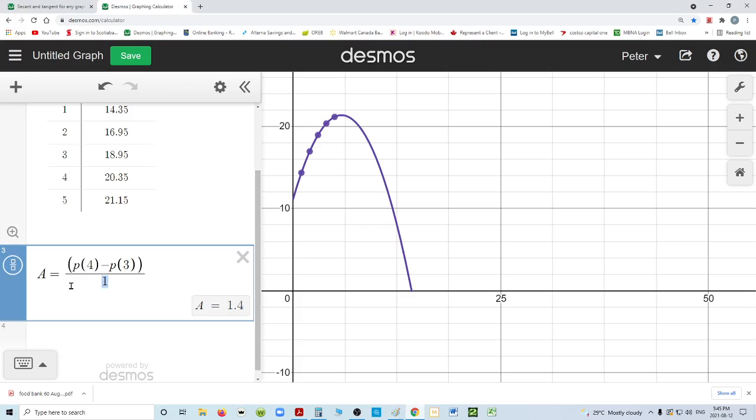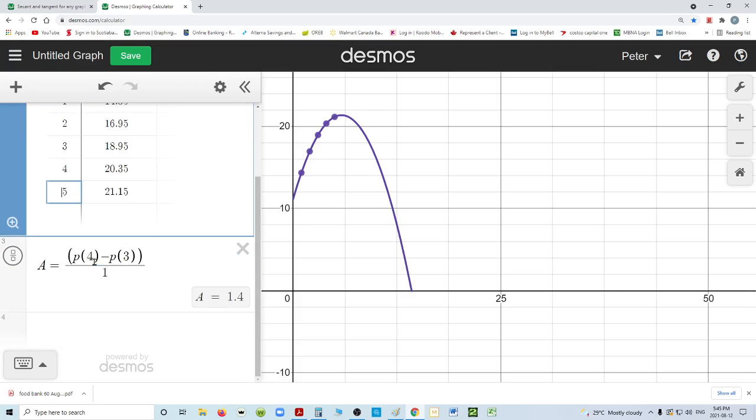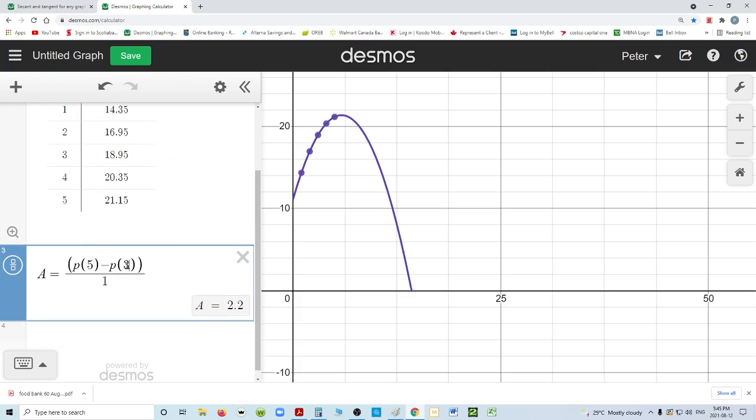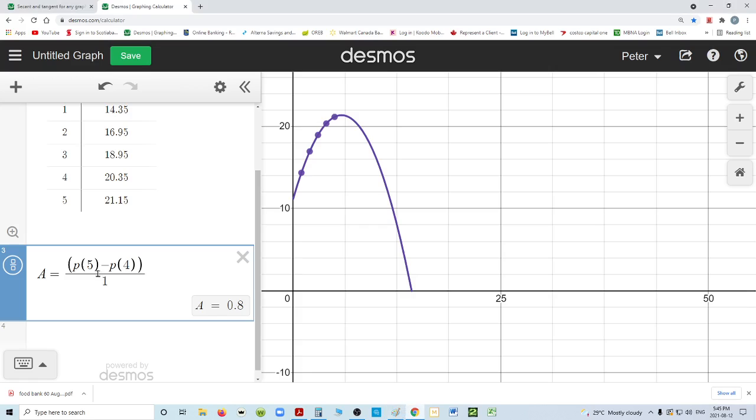1.4. And notice that the delta x is 1 over, and that's because we're going just up one at a time on our x values. And then finally, P of 5 minus P of 4 is 0.8, 80 cents, just as predicted right there, 80 cents per shirt. Now I'm going to go past the vertex on purpose. Oh, look, we're getting close to the vertex because the slope's getting very small. 7, 6. Suddenly we're negative.